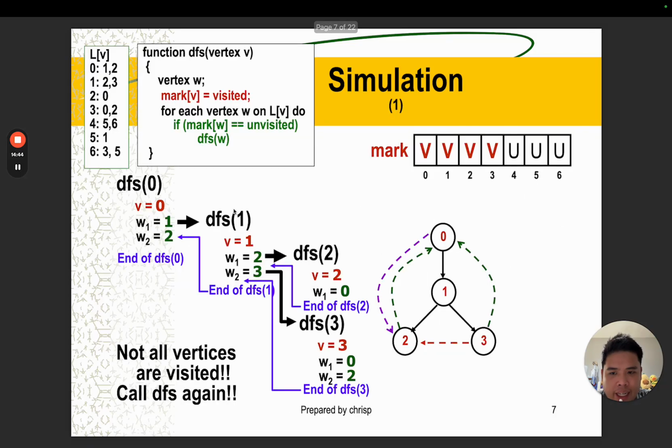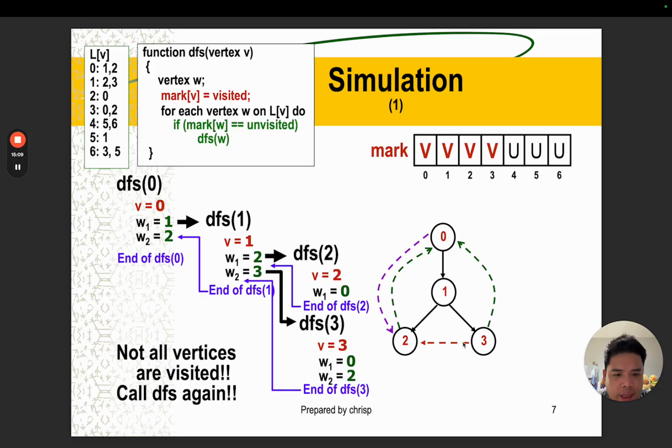So I started at index 0 and I pointed to index 1. I did DFS index 1. Once I was at index 1, I did DFS at index 2. Once my DFS 2 ended, I go back to 1 and I call DFS 3. So I point now to 3.